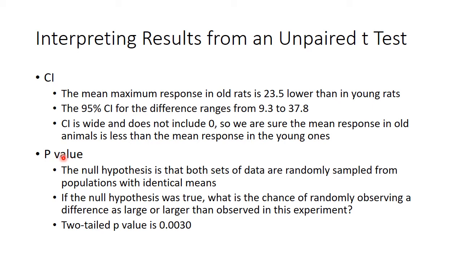If you looked at the p-value, you would see that the null hypothesis is that both sets of data are randomly sampled from populations with identical means, so that being old versus young wouldn't make any difference in how much response you saw in that bladder muscle. And so of course the p-value is telling us that if the null hypothesis is true, what is the chance that randomly observing a difference as large or larger than what we observed in this experiment? And we can see here with that two-tailed p-value that was 0.003, very unlikely just due to chance alone.